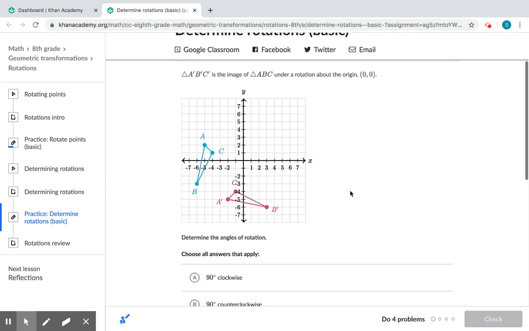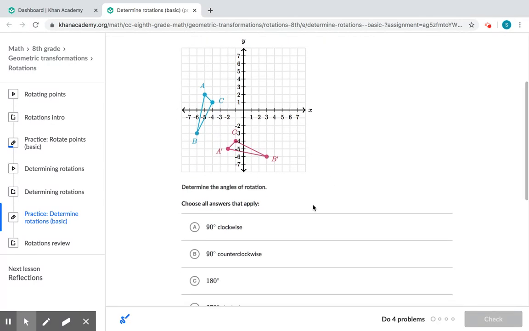All right, so they give you two figures, and triangle A prime, B prime, C prime, let's locate that. That's this pink shape right here, the image of triangle ABC under a rotation about the origin. First, note that ABC, this blue shape, is the original shape, so it's moving to this pink shape. That's important to denote. The tick on the A means prime, so it's already under the transformation. The pink shape has already been rotated, so we have to figure out how the blue shape got to the pink shape.